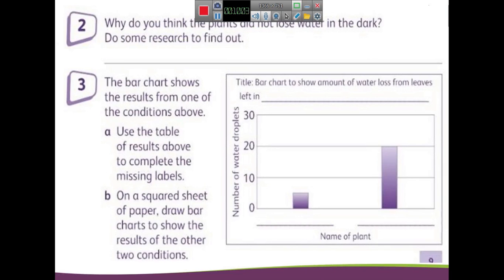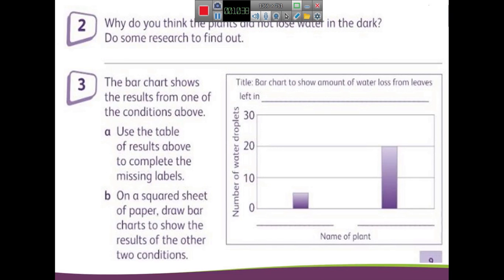Okay, let's move to question number 2. You can see this page and let's read the question. Why do you think the plant did not lose water in the dark? Do some research to find out. So my dears, please let me ask you something. You have to do some research about this question. I did it myself, and I found something very interesting. I will let you watch a video about it, but now I came up with a result and answer for this question.